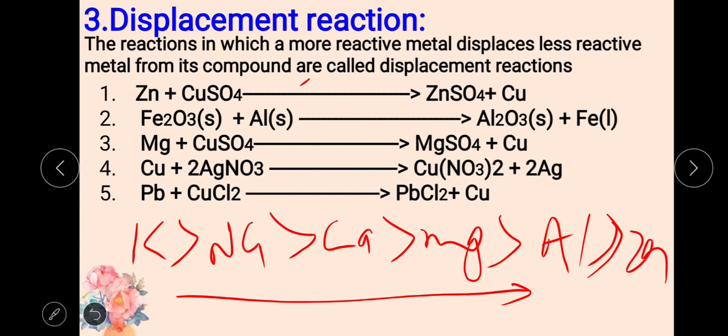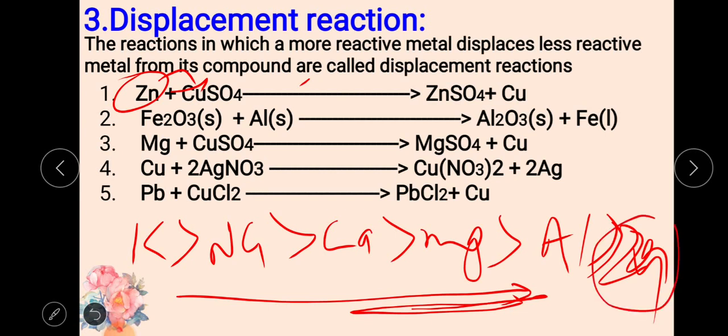Zinc plus copper sulfate: zinc is here and copper is very low. Is zinc able to displace the copper? Yes, because zinc is high in the reactivity series, just below aluminum, while copper is low. So zinc easily displaces copper, forming zinc sulfate, ZnSO4, plus copper. It is a single displacement, where one reactant is always a compound and one is always an element.